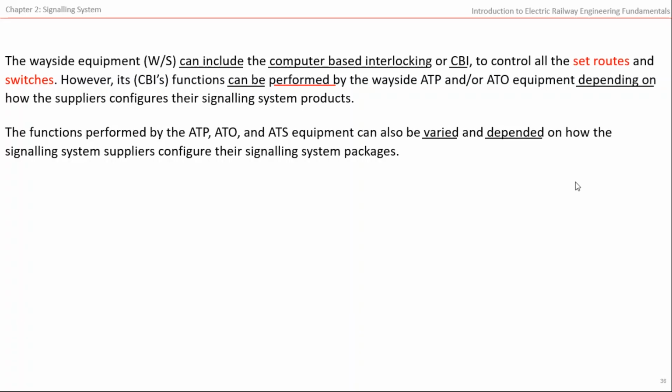As in our previous section, we have already discussed the functions for ATP, ATO, and ATS, the standard functions according to the international standards. But as I just said, the functions to be performed by the ATP, ATO, ATS can vary depending on how the signaling suppliers configure their signaling system packages.